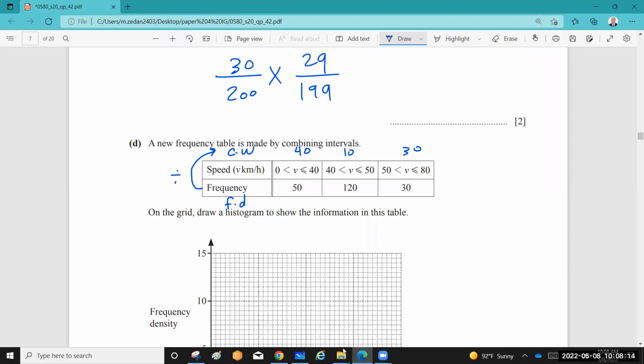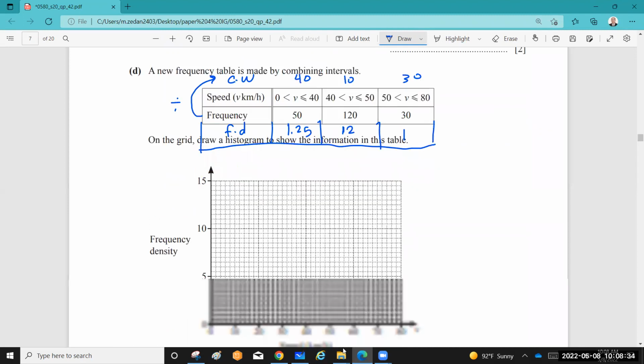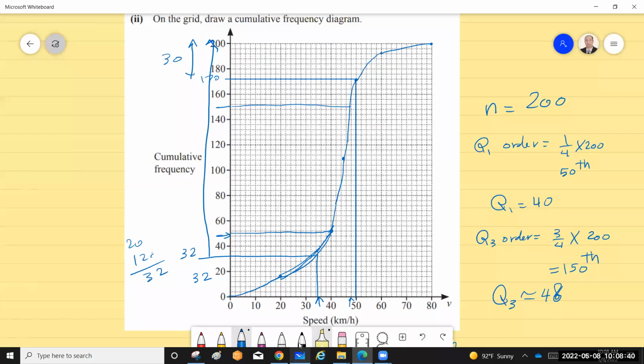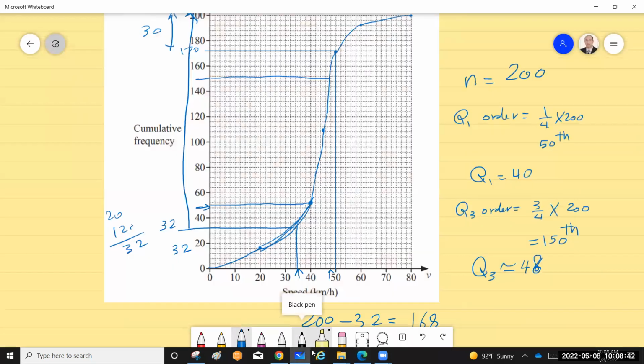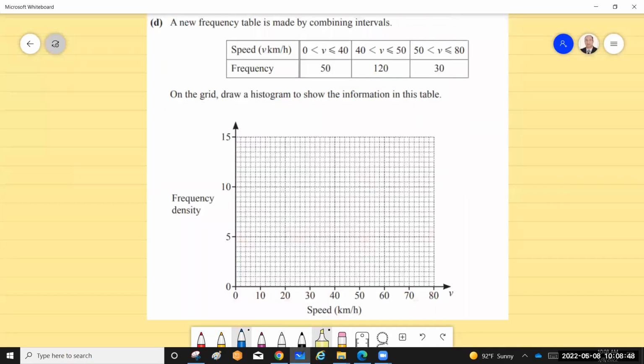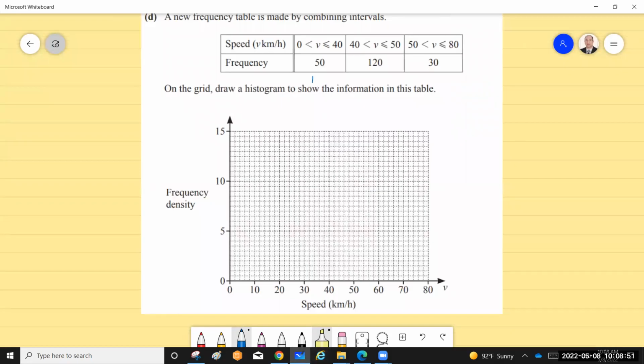So 50 divided by 40 is about 1.25. 120 divided by 10 is 12. And 30 divided by 30 is 1. These numbers, 1.25, 12, and 1, are the heights of each bar in the histogram. Just let me show it to you in this one. Sorry, here, this one. So as I told you, the frequency density here is 1.25, 12, and 1.